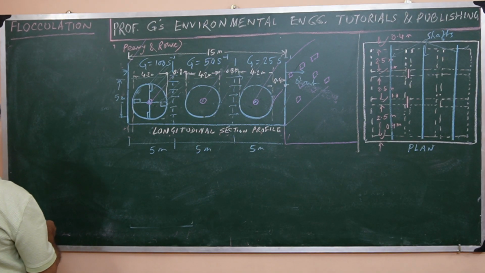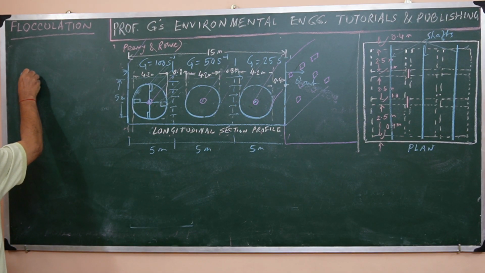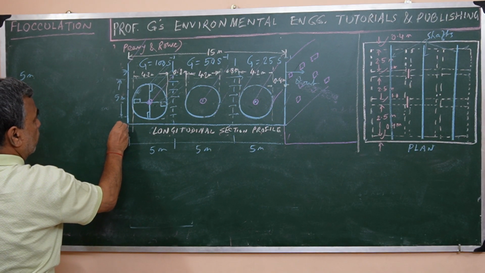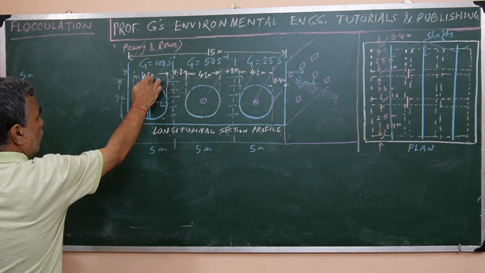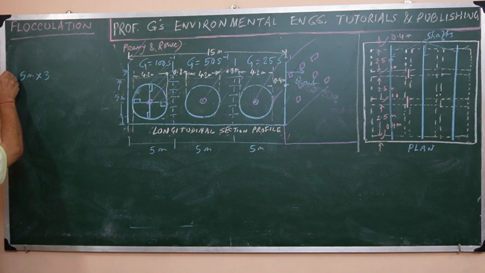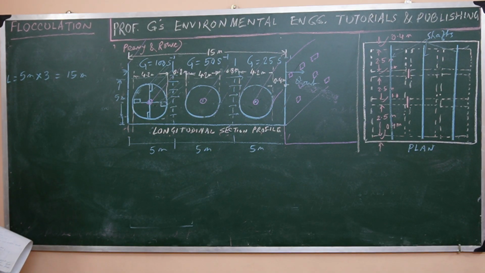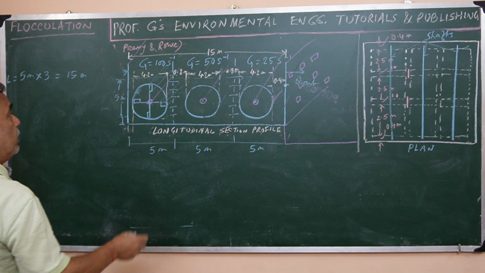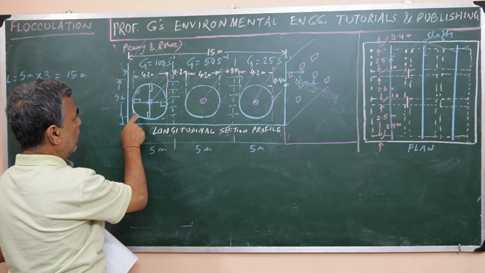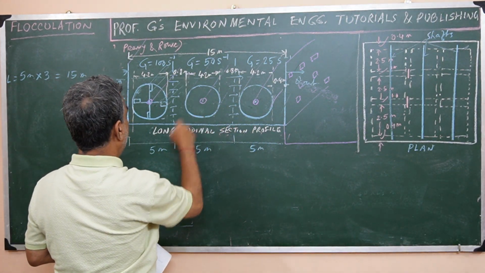Assuming minimum depth of 5 meter, length will be, so 5 meter depth. Sorry, 5 meter will be here, up to the liquid level, from bottom to the liquid level. 5 meter into 3 times, so your L will be 15 meter. So we have taken the length as 15 meter. Assuming that we are providing a square kind of section, this will look like a square, 5 meter by 5 meter.